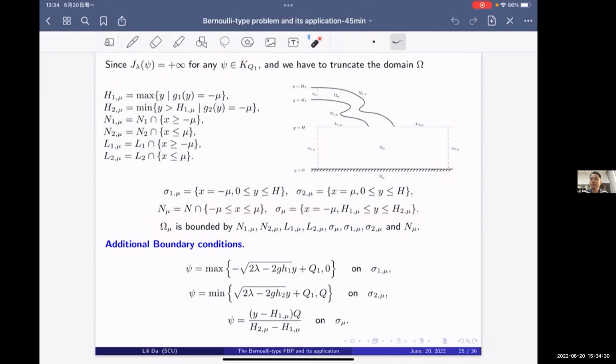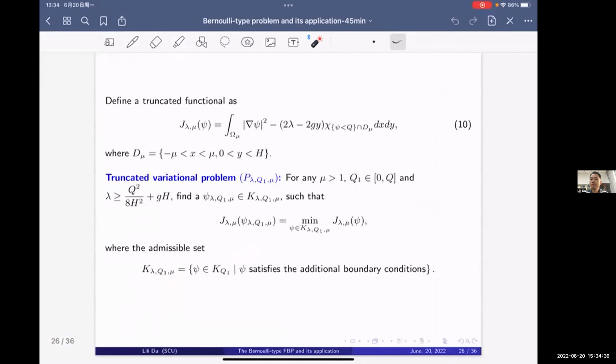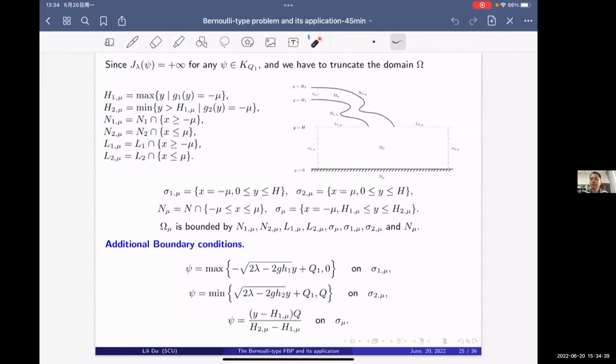So we will give some additional Dirichlet boundary conditions on the additional boundaries. Then if we establish the existence of the solution in the truncated domain, omega mu, we can take the limit as mu goes to infinity and obtain the existence of the solution to the original impingement problem.